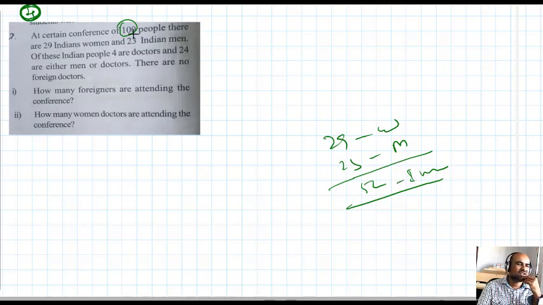At a certain conference, 100 people are attending the conference. Among them, 29 Indian women, 23 Indian men. Of these Indians, something is given. So 52 are Indians, remaining 48 are foreigners. That is one thing.